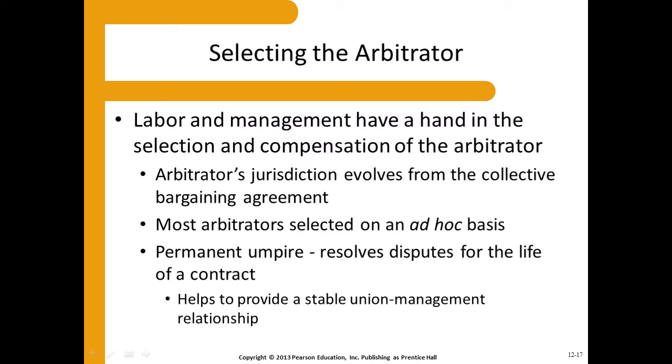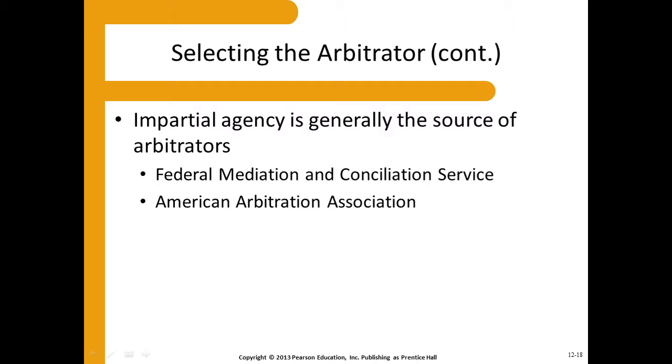And so you can select an arbitrator either on an ad hoc basis, that is, as issues arise, or they can be selected prior to any issues coming up, at the time the CBA is negotiated, to serve as what we call here the permanent umpire, so they really resolve disputes for the life of a contract. And so either scenario is possible in selecting an arbitrator. And so where we go to be provided a pool of arbitrators is either the Federal Mediation and Conciliation Service or the American Arbitration Association, and these agencies are the most frequent sources of arbitrators.